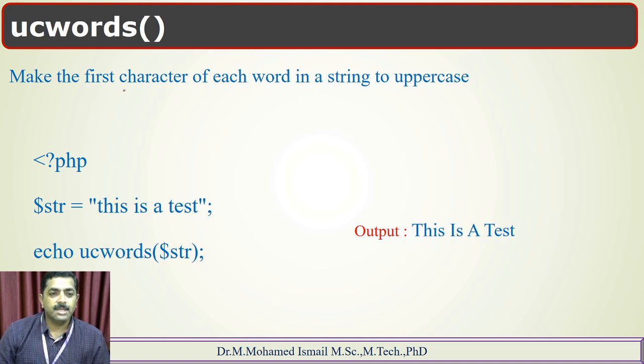Ucwords makes the first character of each word in a string uppercase. Here the first character of each word will be converted into uppercase using ucwords. I am storing the string "this is a test", so the first letter of each word, which are small letters, will be changed to uppercase. "This Is A Test" is the result with the use of the ucwords string function.